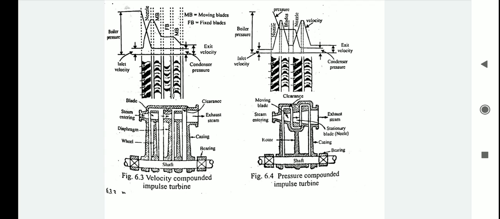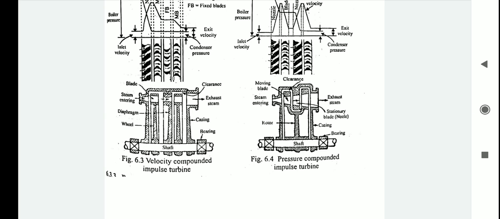As you can see from this figure, figure 6.3, that is the velocity compounded impulse turbine. It shows that in velocity compounding of an impulse turbine, the function of a stationary blade is to direct the steam coming from the first moving row to the next moving row without appreciable change in velocity. All the kinetic energy available at the nozzle exit is successively absorbed by all the moving rows, and the steam leaves the last moving row with a low velocity to achieve high utilization.